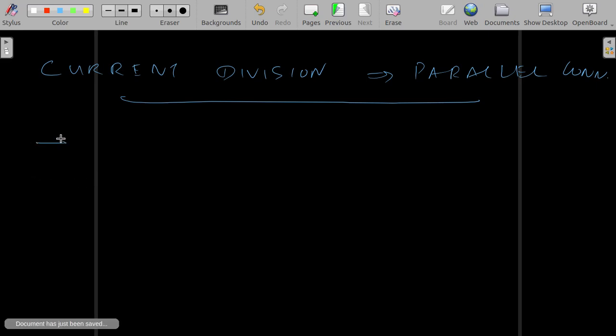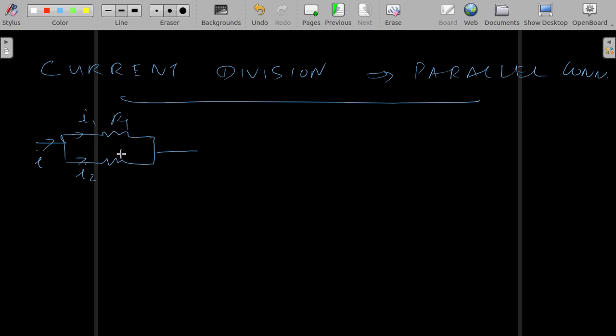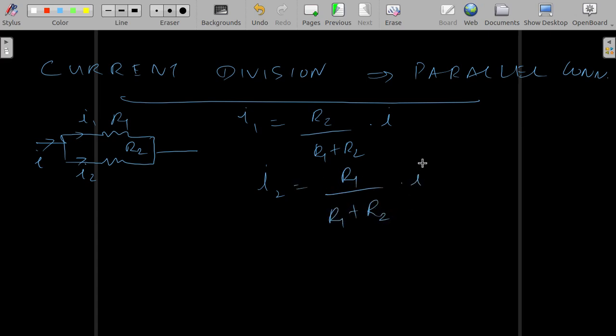So we have I1, we have I2, we have I, we have R1, R2. How will it behave? Right. Again, I equal to I1 plus I2, I am not writing that. I1 equal to R2 by R1 plus R2 into I, and I2 equal to R1 by R1 plus R2 into I.